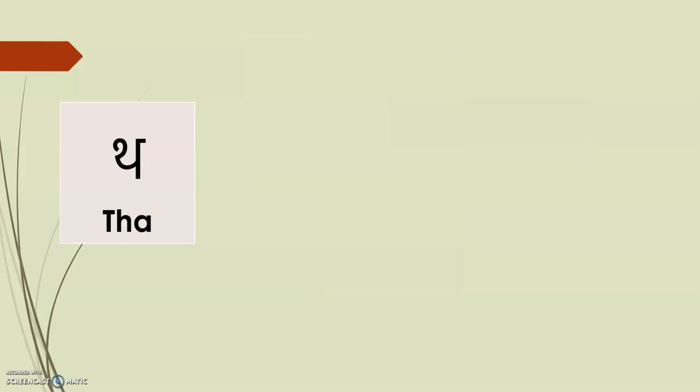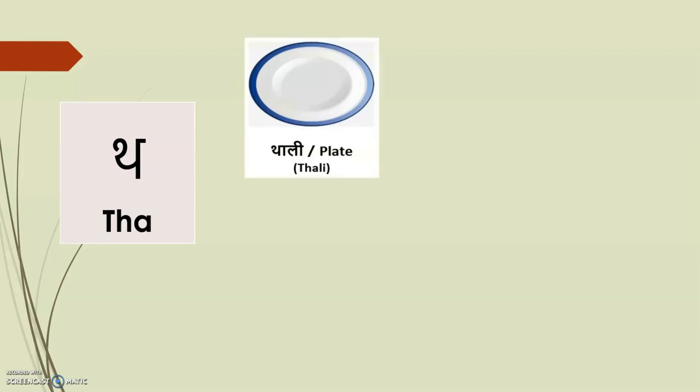Now let's go to the next letter. The next letter after T is Th. In the first picture, what we see here is a plate. A plate in Hindi is called thali. So let's repeat. A plate in Hindi is called thali.